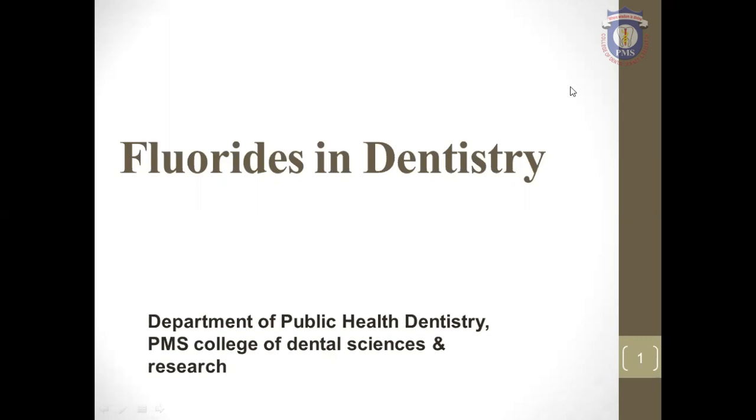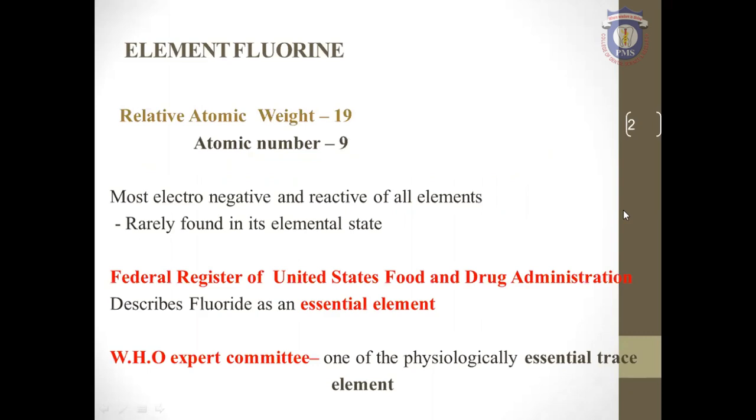So as you all know, in the periodic table, we know the relative atomic weight of fluorine. I'm not saying fluoride, it's fluorine. Its relative atomic weight is 19 and its atomic number is 9.